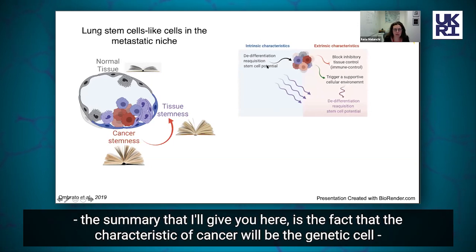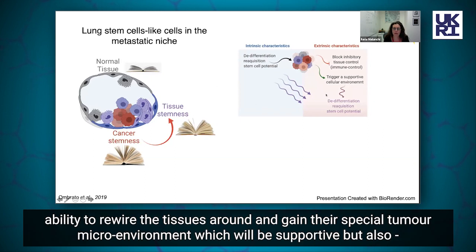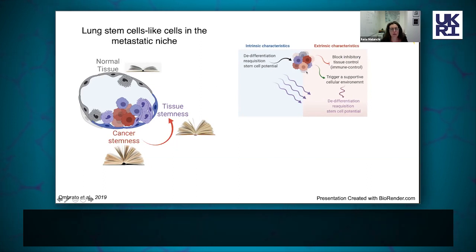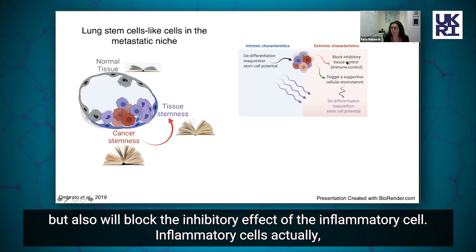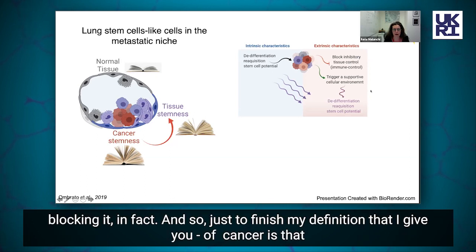And the summary that I'll give you here is the fact that the characteristic of cancer will be the genetic cell. The genetic cell will be the tumor cell, which is now gaining this embryonic power, and at the same time has the ability to rewire the surrounding tissue, gaining its special tumor microenvironment, which will be supportive, but also will block the inhibitory effect of the inflammatory cells. Inflammatory cells, in cancer, are actually turned more in its favor as opposed to blocking it.